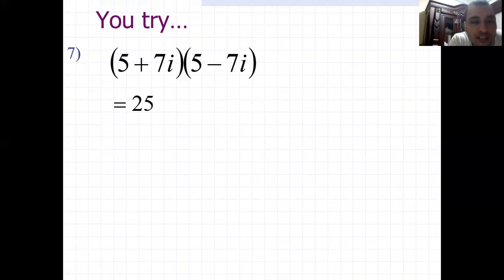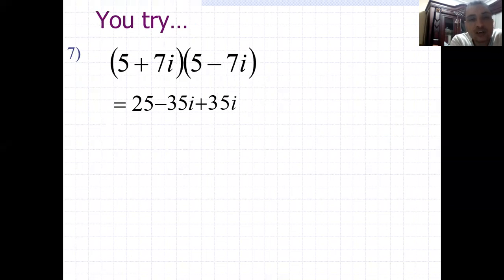You remember we have two numbers like first prep, sum and difference of the same two numbers? Yes, let's do it. 5 by 5, 25. 5 by negative 7i, negative 35i. And then 7i times 5 equals positive 35i.